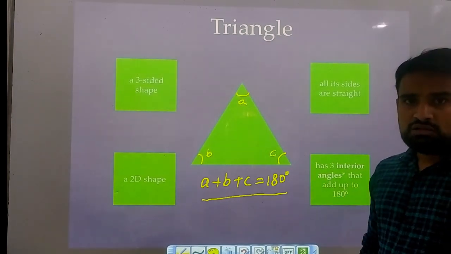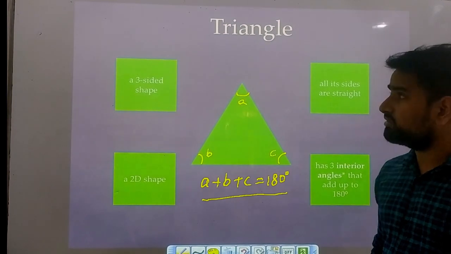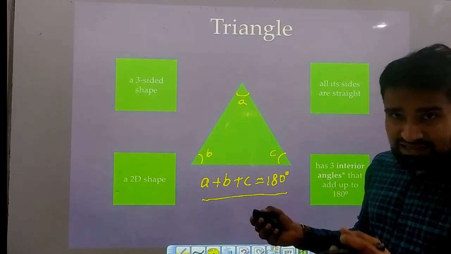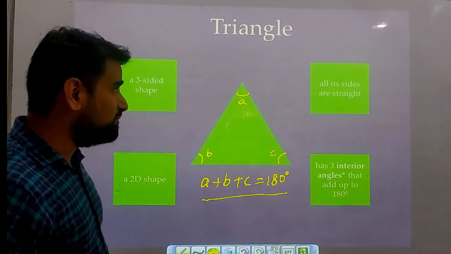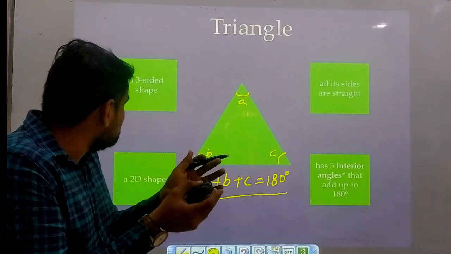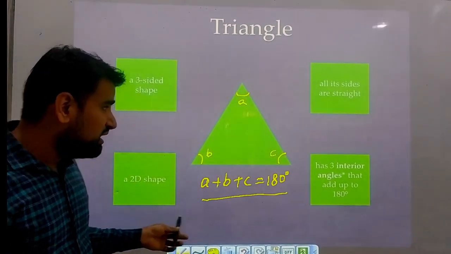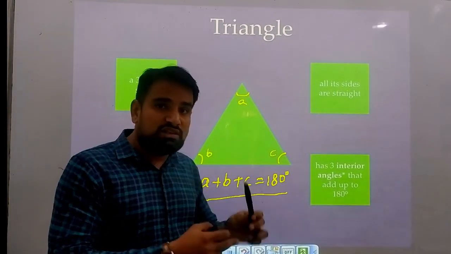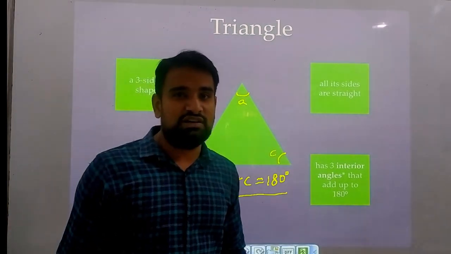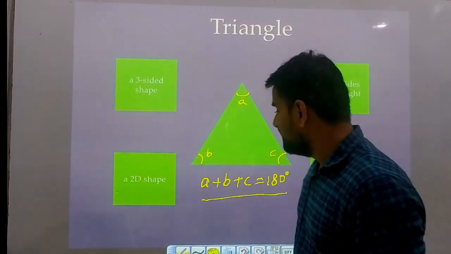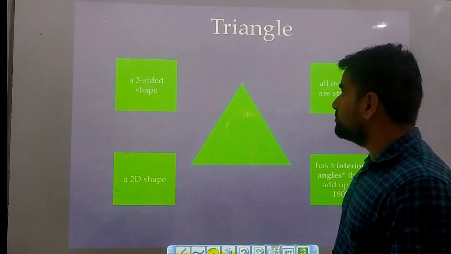So if somebody asks you for a definition of the triangle, this is a precise definition. You can say that it is a structure surrounded by three sides which are totally straight, it's a 2D shape, and all three interior angles sum up to 180 degrees. That kind of structure is basically called a triangle. Let's move ahead and know some other basic things about triangles.